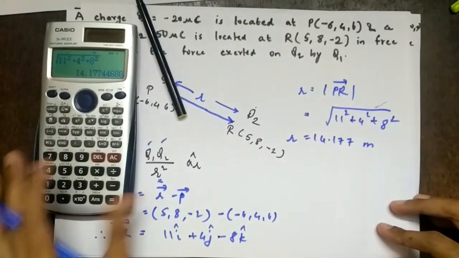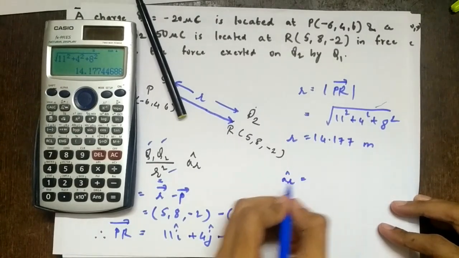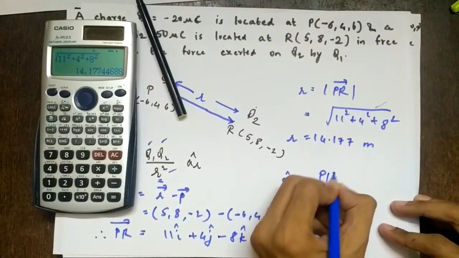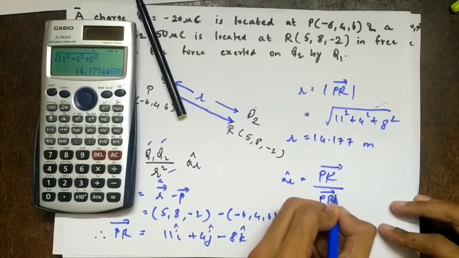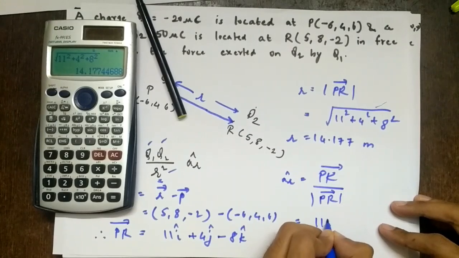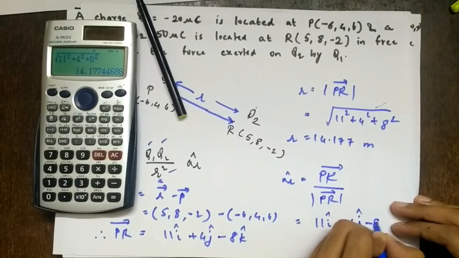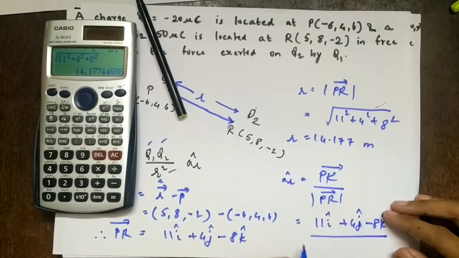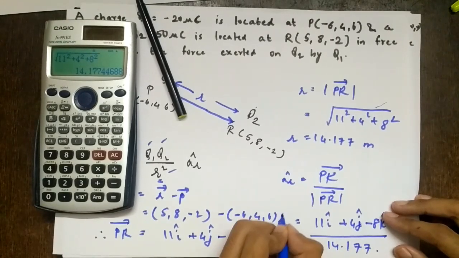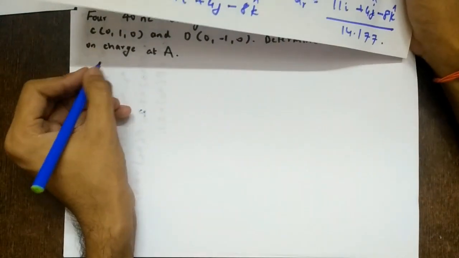Then what do we require? Now we have r. So we require a_r cap. So a_r cap will be what? This PR vector upon the magnitude of the PR vector. So we already have the PR vector: 11 i cap plus 4 j cap minus 8 k cap, upon what is r? 14.177. So this is our a_r cap. So let's substitute this in the formula.